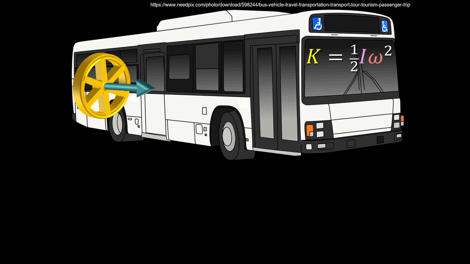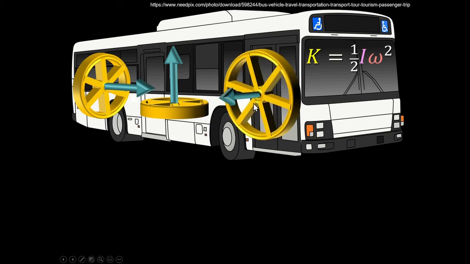Now, we have to think about what the orientation of that flywheel should be. Should it be rotating like this so that it has angular momentum pointing forward? Should it be rotating like this so it has angular momentum pointing up? Or should it be rotated like this so it has angular momentum pointing sideways? Well, the answer depends on what type of terrain the bus is likely to encounter.